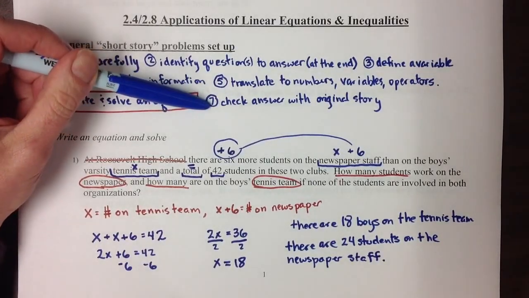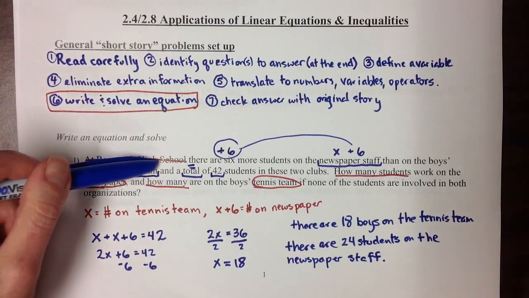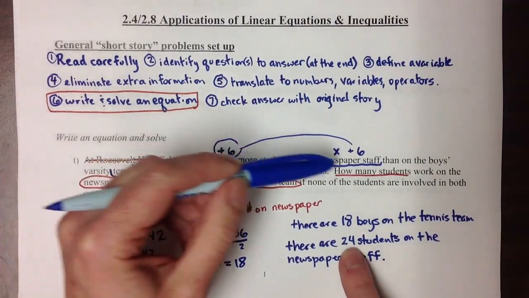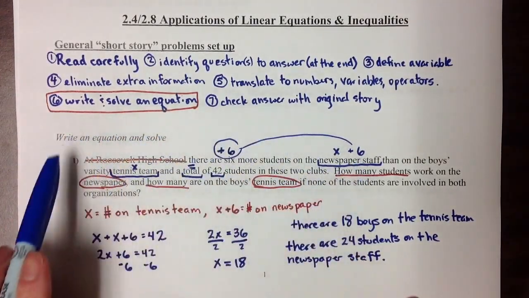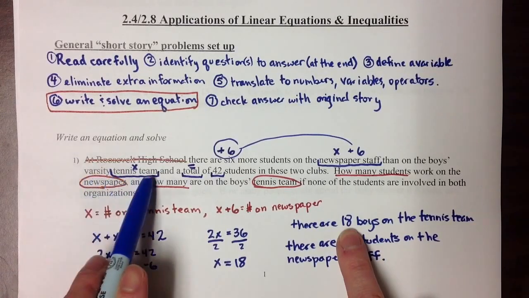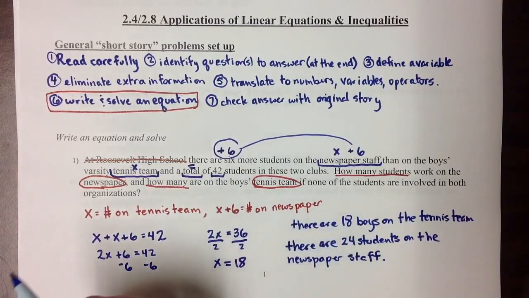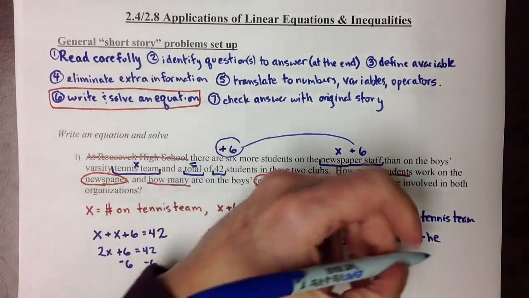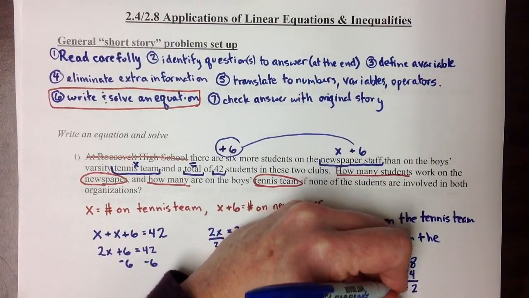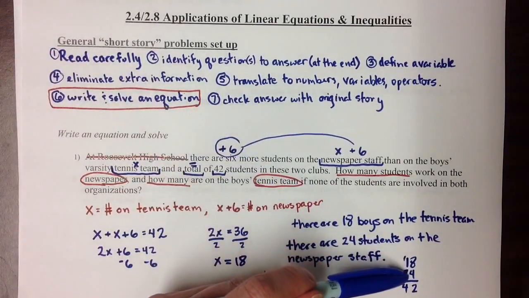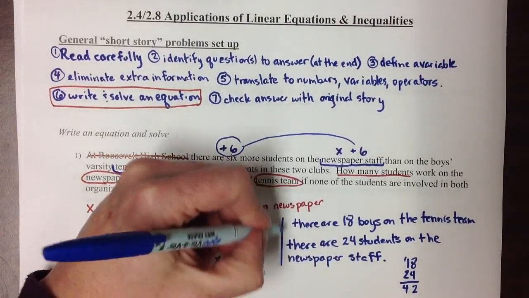Then we just need to do step 7, to go back and check this answer with our original story. So if we say, at Roosevelt High School, there are, now we know this answer to be 24 students on the newspaper staff and 18 on the tennis team, for a total of 42. Do 18 plus 24 equal 42? They do. And is 24 6 more than 18? It is. So we've confirmed that our answer is correct.